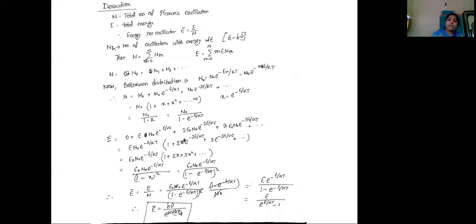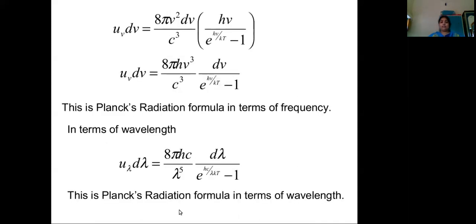Now multiply it with the number density and you will get the energy density. So U nu d nu is the number density multiplied by the average energy, and it is equal to 8 pi h nu cube by c cube d nu by e to the power h nu by kT minus 1. So this is Planck's radiation formula in terms of frequency.